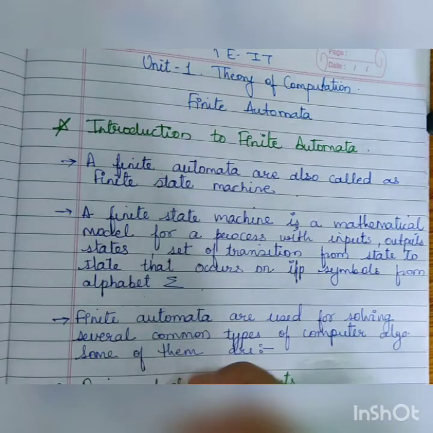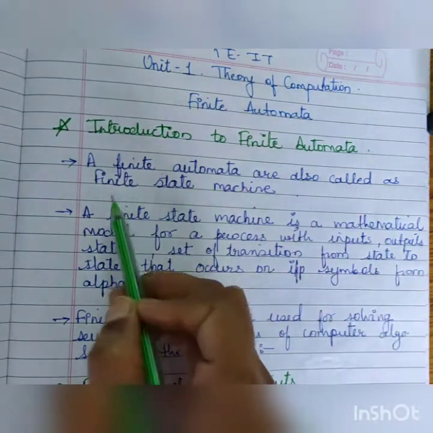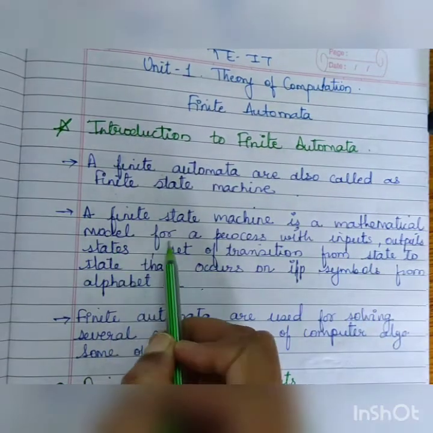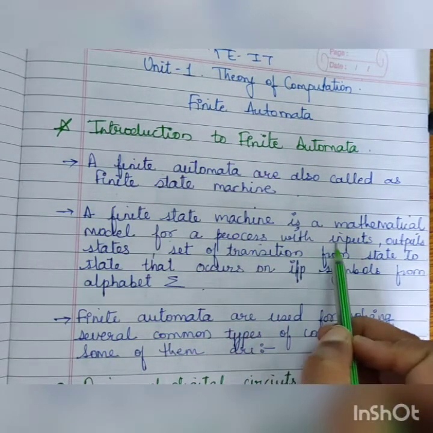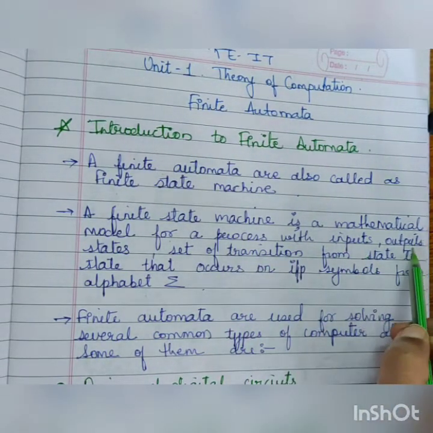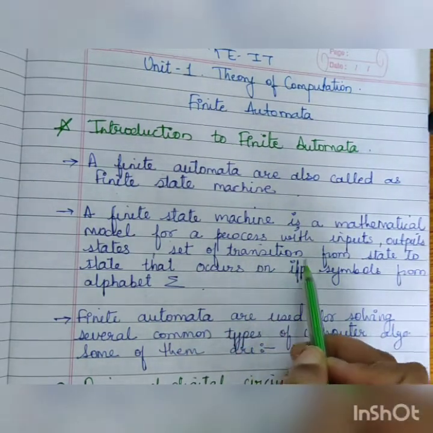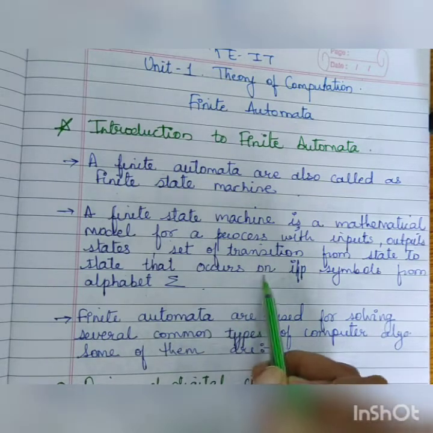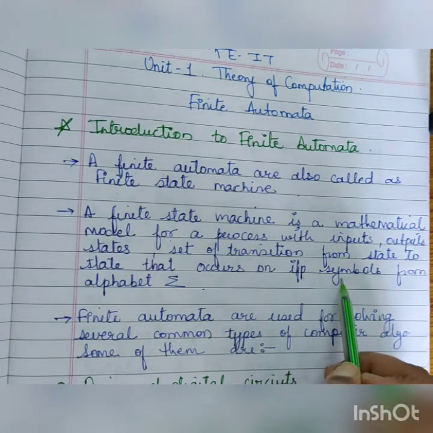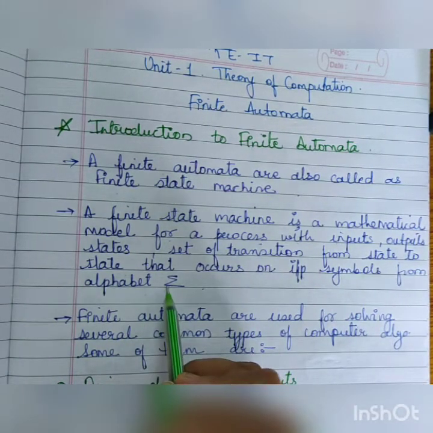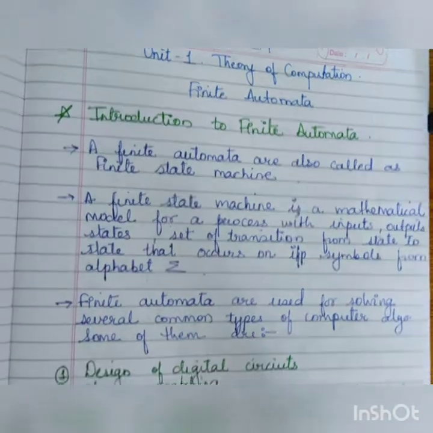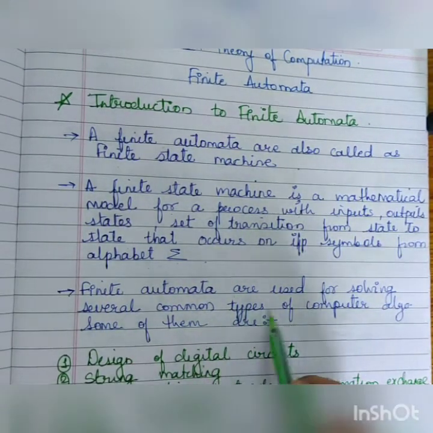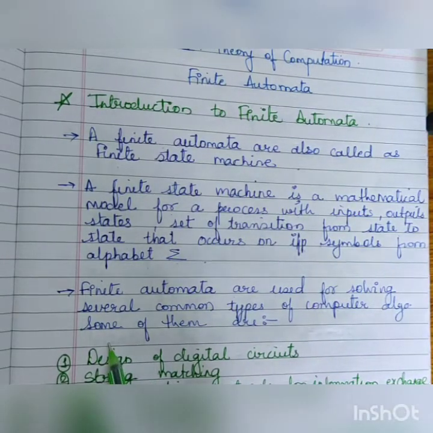A finite automata, also called a finite state machine, is a mathematical model for the process with input states, output states and a set of transitions from state to state that occurs on a given input symbol from the set of alphabet called sigma. So finite automata are used for solving several common types of computer algorithms.